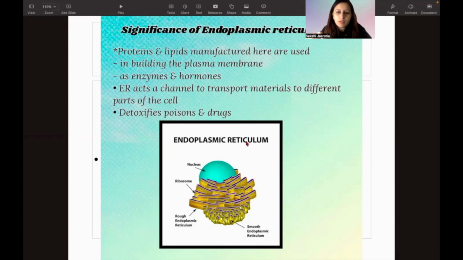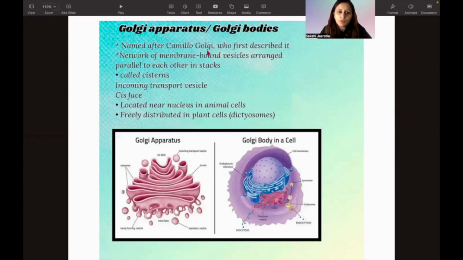But the poison and harmful chemicals are controlled to some extent by this SER because it helps in detoxification. Now we come to the Golgi apparatus. And in some places it is also called Golgi bodies because it is again a network of membrane bound vesicles. Right? They are arranged parallel to each other like sacs. Like we can see this, they are all parallel to each other. Called cisterns. Now these are called cisterns.